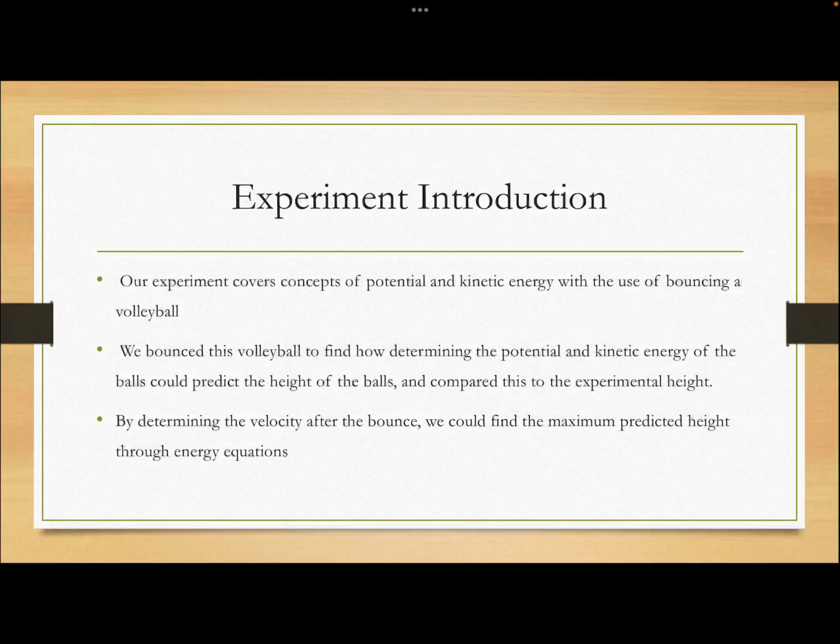By determining the velocity of the bounce, we could find the maximum predicted height through energy equations. The reason we were able to do this was the principle of conservation of energy, because we could set the kinetic energy at the initial part of the bounce equal to the potential energy at the height of the bounce.